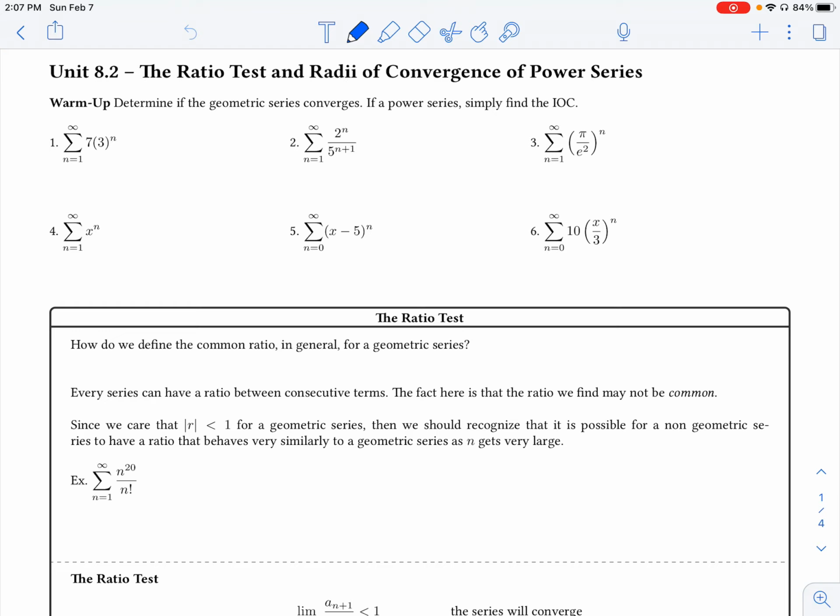So it's when the ratio between successive terms is equal. We would say something like a sub n plus 1, this is how we would write this algebraically, divided by a sub n. So the next term divided by our current term is some common ratio r. We know that. That's something that we've discussed time and time again when we looked at geometric series.